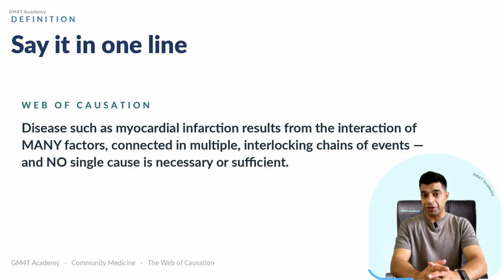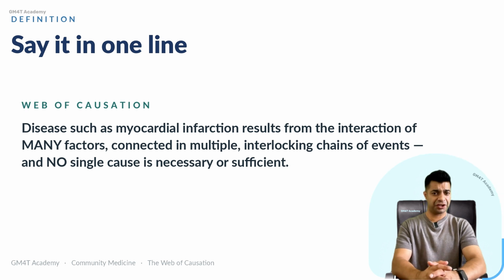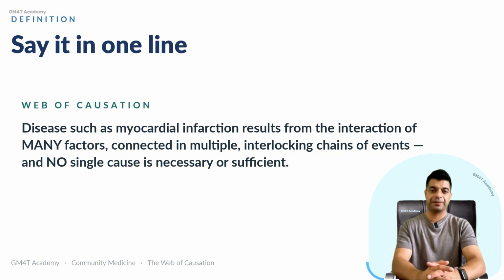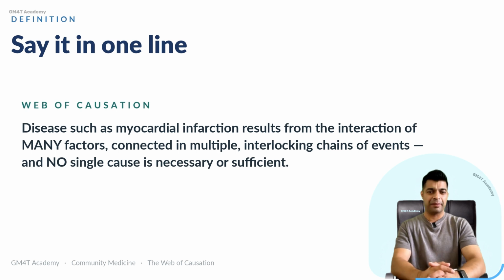The web of causation is the model of multifactorial causation in which a disease like myocardial infarction results from the interaction of many factors interconnected in multiple interlocking chains of events. And no single cause is either necessary or sufficient. This is your exam answer.